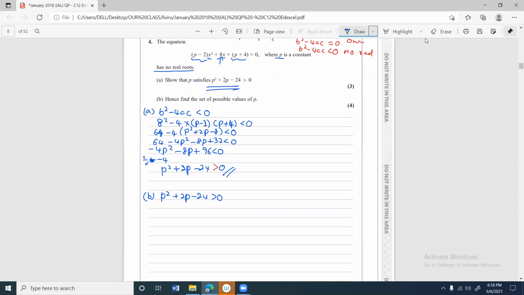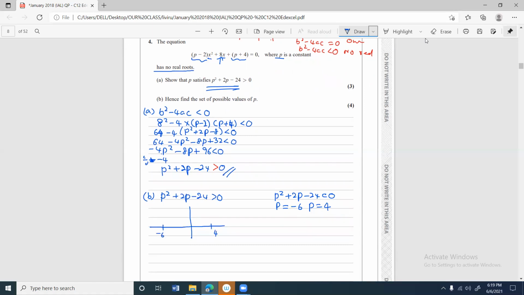Initially, this is very easy. Just solve this quadratic equation and get the points. P squared plus 2P minus 24 equals 0. So you can say P equals minus 6 and P equals 4. Then mark this on a number line. Mark the quadratic factor roots, minus 6 and 4.